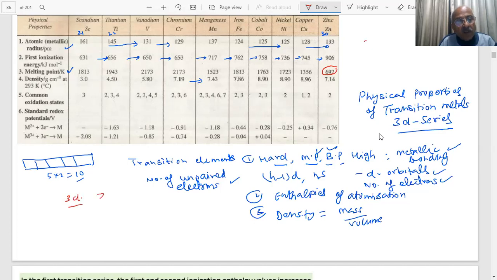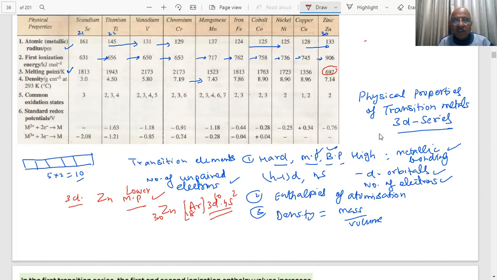In the 3d series, you find that zinc has a lower melting point, student. I told you the melting point is due to stronger metallic bonding, and here we are saying the larger the number of unpaired electrons, the stronger the bonding is going to be. In the case of zinc, what is the electronic configuration? Zinc is 30, so argon 18, and then 3d10 4s2. So the d orbital is completely filled, student.